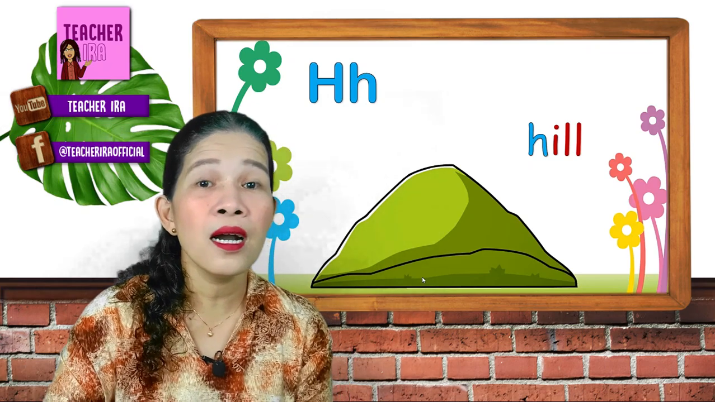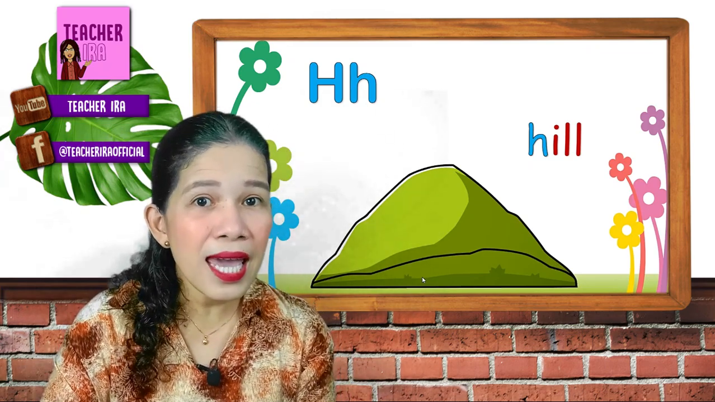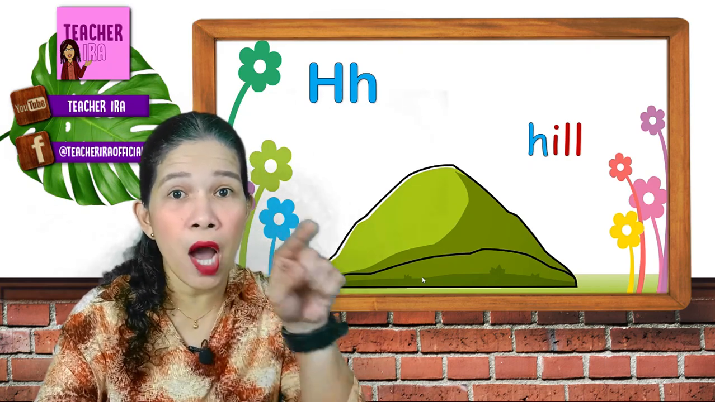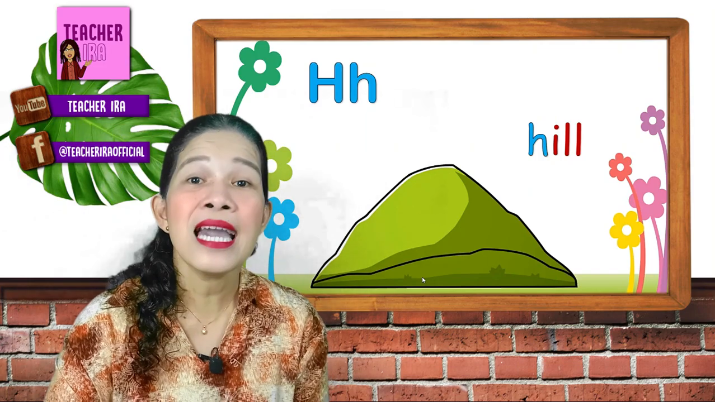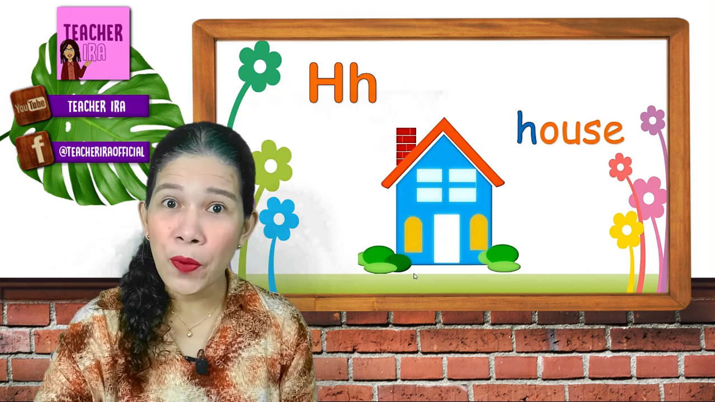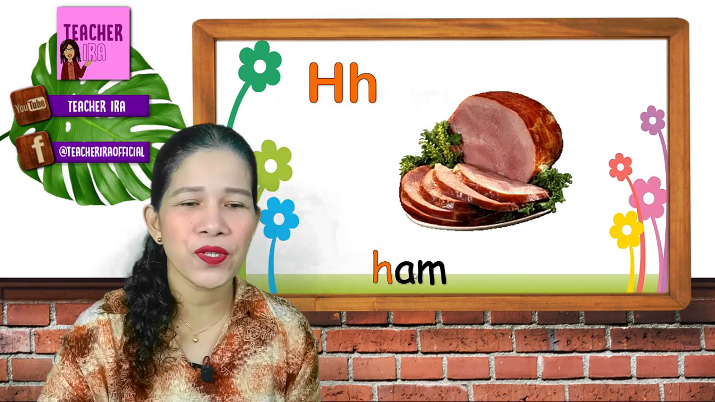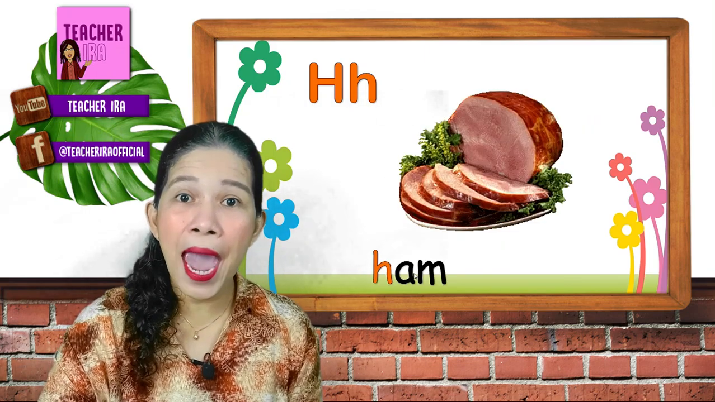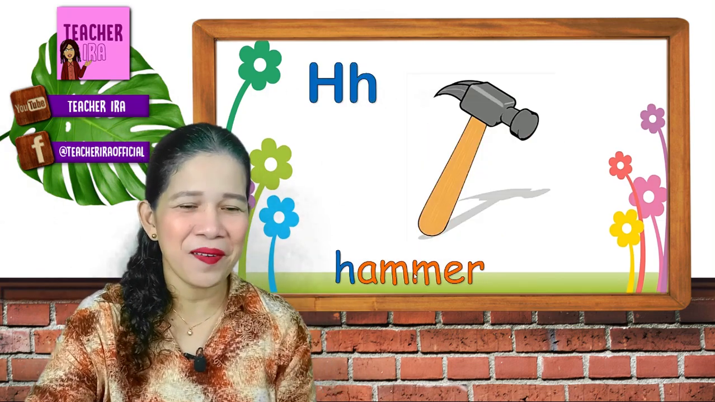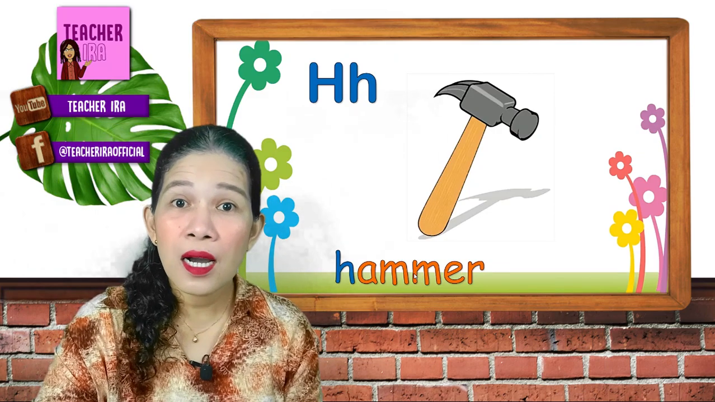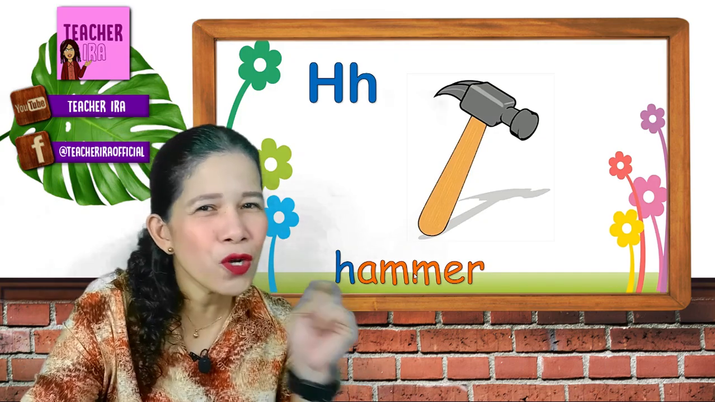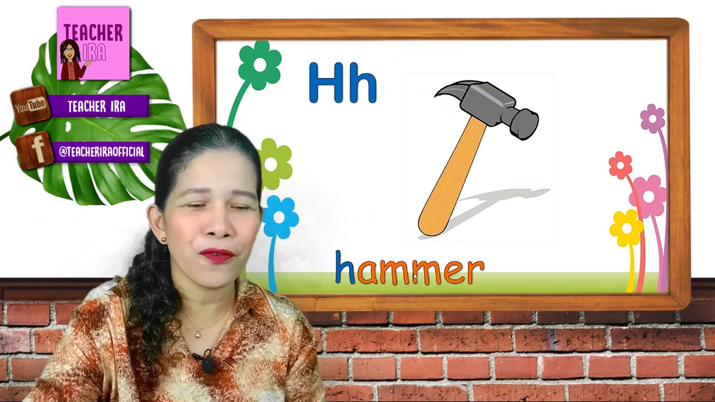Next is a hill. A hill is a landform that is smaller than the mountain and it has a rounded top. So this is a hill. Next that we have here is house. You say house. Next is ham. Ham. Who likes ham? Oh, how about this one? Hammer. Hammer. It goes with a nail, of course.